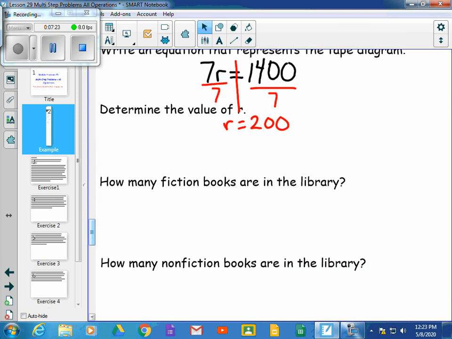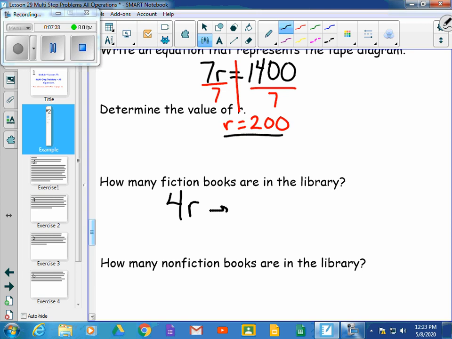Now, we know that R equals 200. We want to know how many fiction books are in the library. We're on the next page, by the way. How many fiction books are in the library? Well, remember, fiction was represented as 4R. And I know that R is 200, so I can substitute the 200 in there and solve, and I should get 800 fiction books in the library.